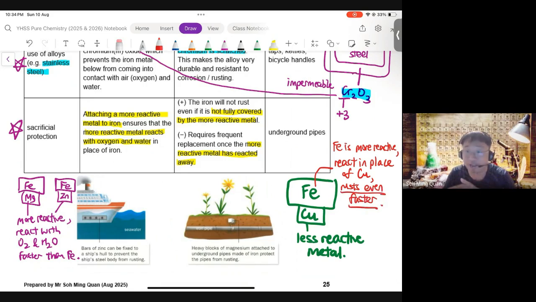Now it's the opposite, right? Instead of protecting iron, iron will sacrifice itself to protect copper, which of course is not what you want. You want to protect iron. Iron is our construction material. So you must be aware. Sacrificial protection means I attach something more reactive than iron to iron. All right. If I were to do the opposite, I attach something less reactive than iron to iron, the iron will rust even faster. And that's not what you want.